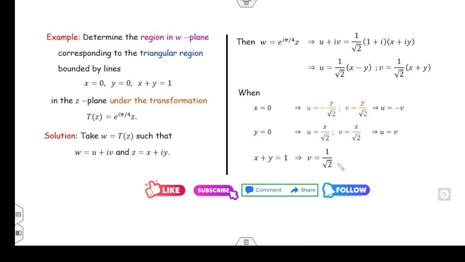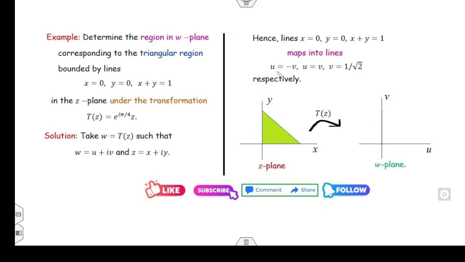Fine. So can you draw the graph of these three equations? u is equal to minus v. This is the u, this is the v. That is the graph of u equal to minus v. u is equal to v, like y equal to x. And this is the v, and this is the graph of v equal to 1 by root 2. So can you find the common region? This is the common region of the problem. That means after the transformation of the triangle, the region in the W plane is the same as the triangle.